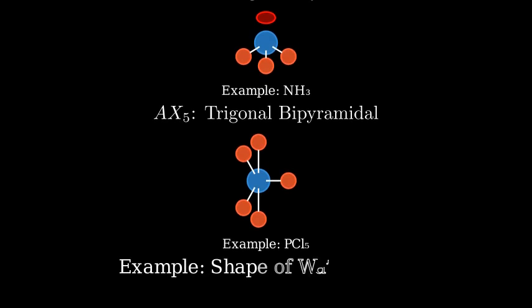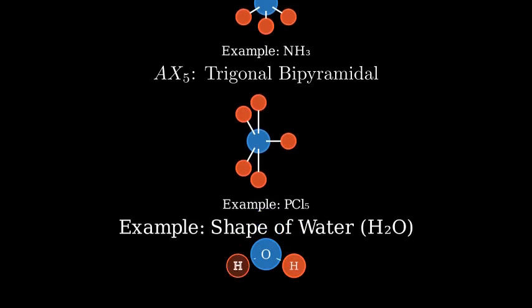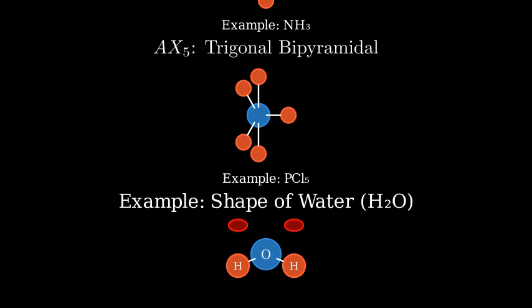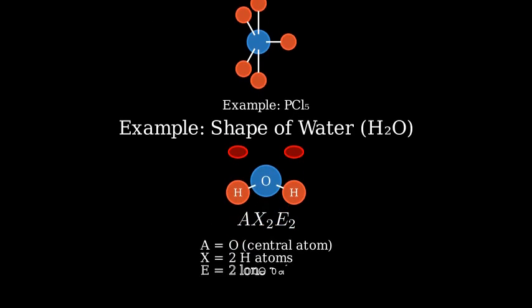Let's solve a problem. Determine the shape of a water molecule, H2O. First, let's draw the Lewis structure. Oxygen has 6 valence electrons. 2 electrons are used to form bonds with hydrogen atoms, leaving 4 electrons, which form 2 lone pairs. So, the VSEPR notation for water is AX2E2, where oxygen is the central atom, A. There are 2 bonded atoms, X, hydrogen, and 2 lone pairs, E.